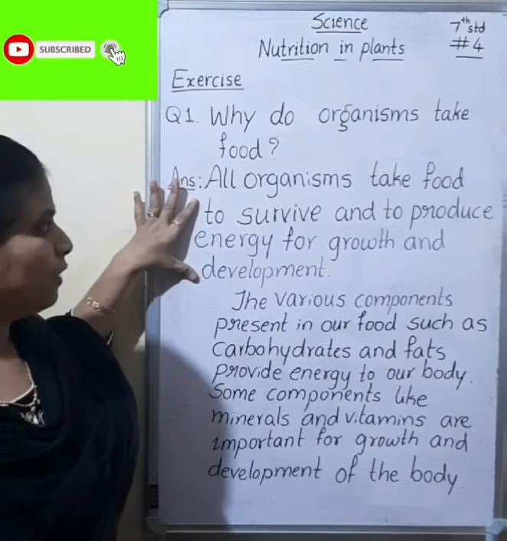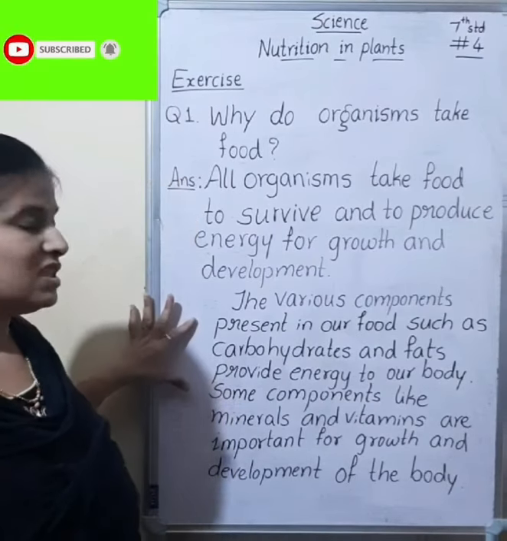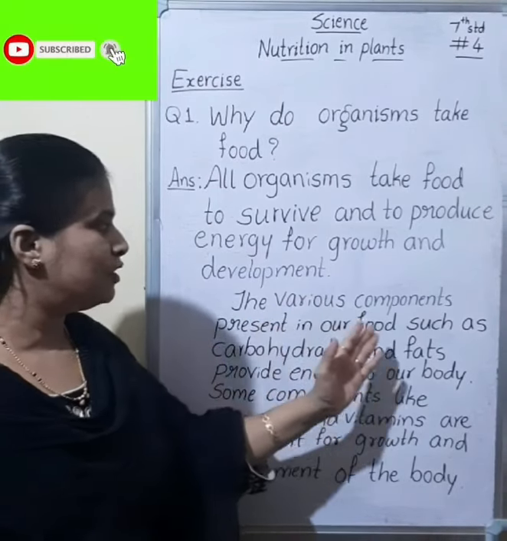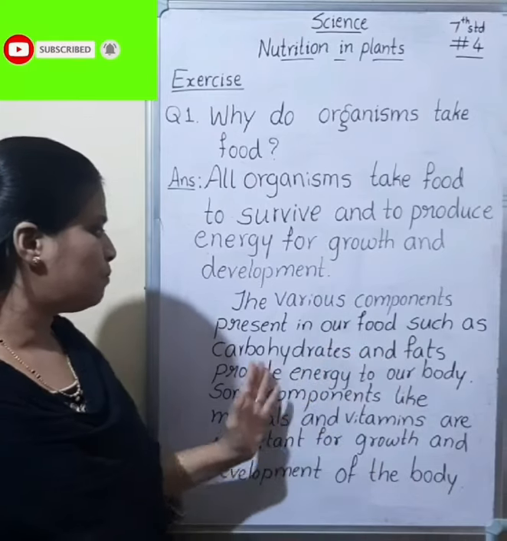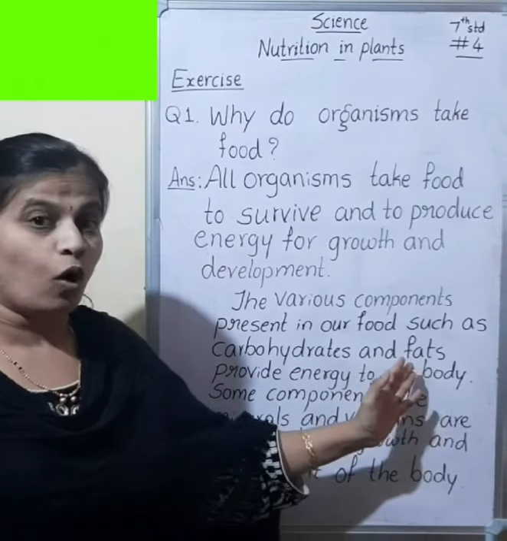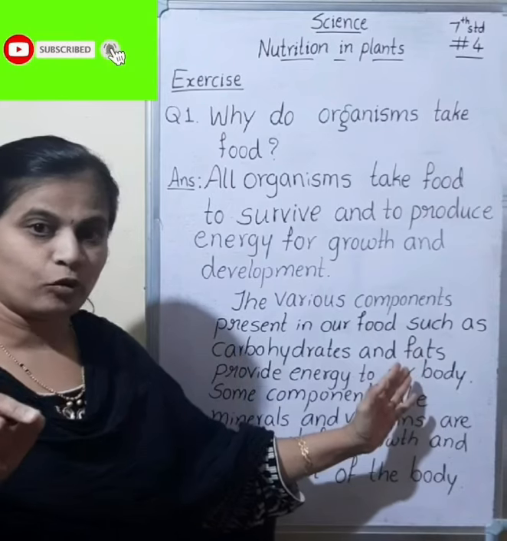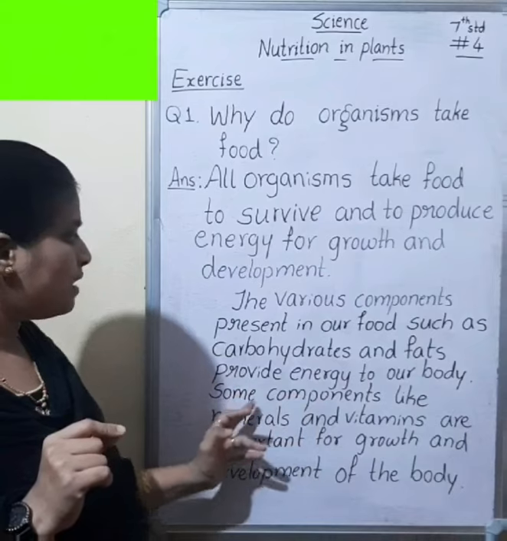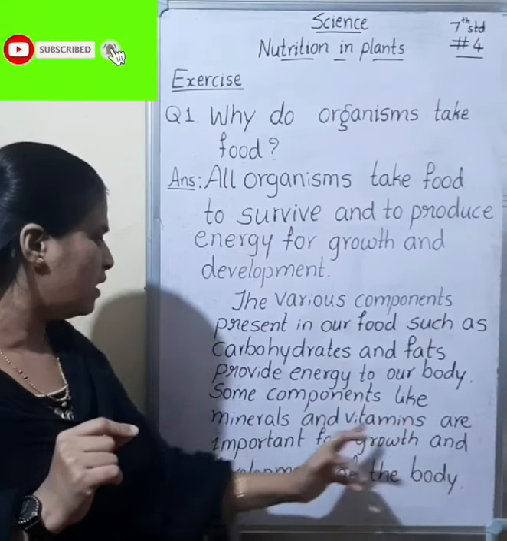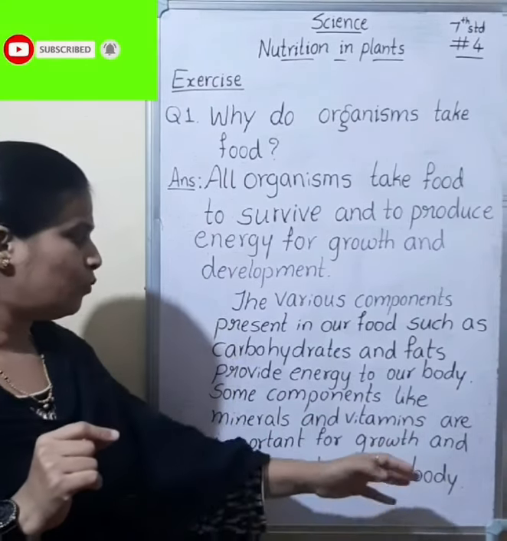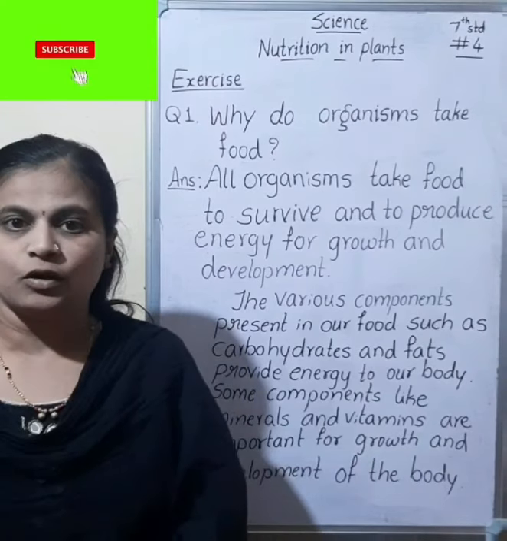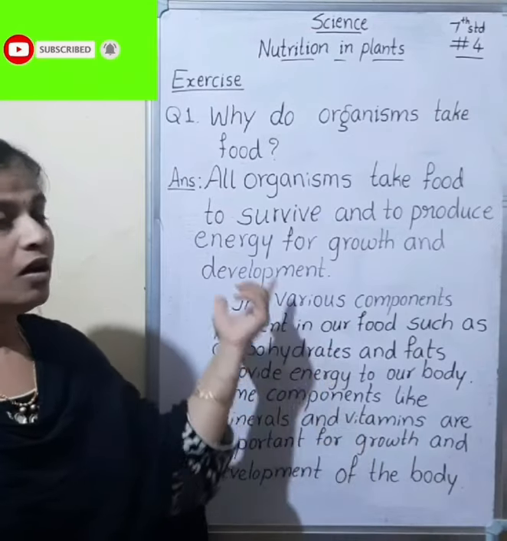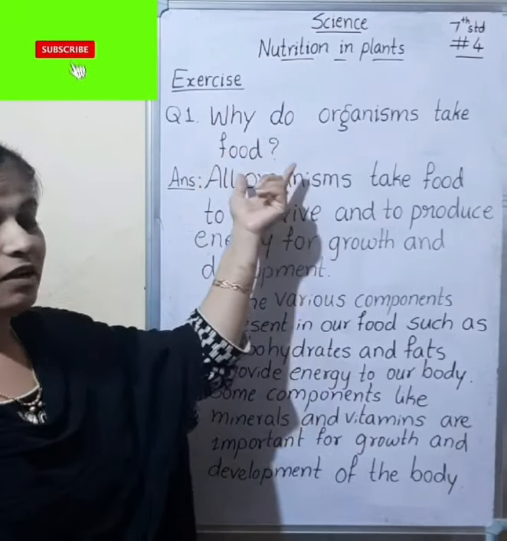If it is asked for more than 1 mark, then you can just add this to your answer. The various components present in our food, such as carbohydrates and fats, provide energy to our body. So what do carbohydrates and fats provide to our body? Yes, of course, they provide energy. And some components like minerals and vitamins are important for growth and development of the body. So what are minerals and vitamins required for? For growth and development. So this is the answer for the first question, that is, why do organisms take food.